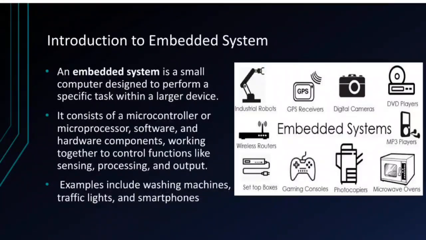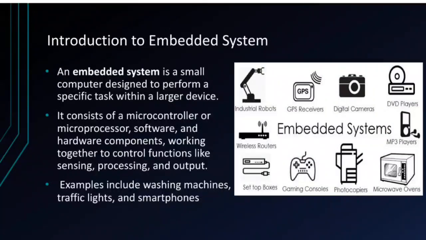An embedded system is a system which consists of microcontrollers, microprocessor, and a programmer. These all together connect with the hardware system to do a specific task within a larger device and to control functions like sensing, processing, and output. It consists of microcontrollers and microprocessors.